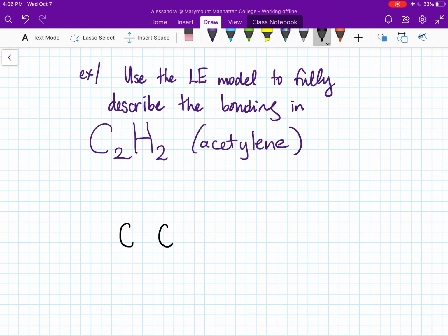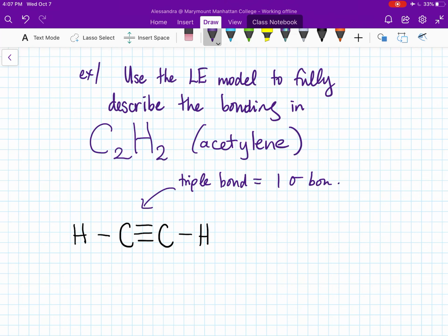I can build this molecule by constructing the sigma skeleton. I'm going to put one H on each of the carbons, and I'm going to bond the carbons to each other. In doing that, I spent 6 out of the 10 electrons. So the only place for me to put the other 4 electrons is in between these 2 carbons. So here's the Lewis structure for acetylene. Notice that acetylene has a triple bond.